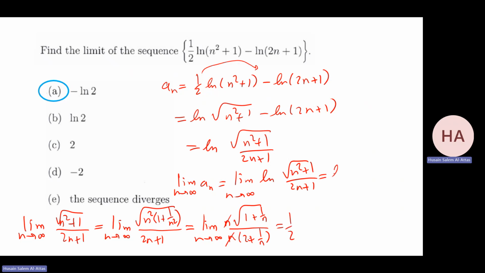So if I take the limit inside, I have the limit as n goes to infinity of the square root of this over 2n plus 1, which I know is half, which I can write as ln of a half, minus ln 2, which is the answer.